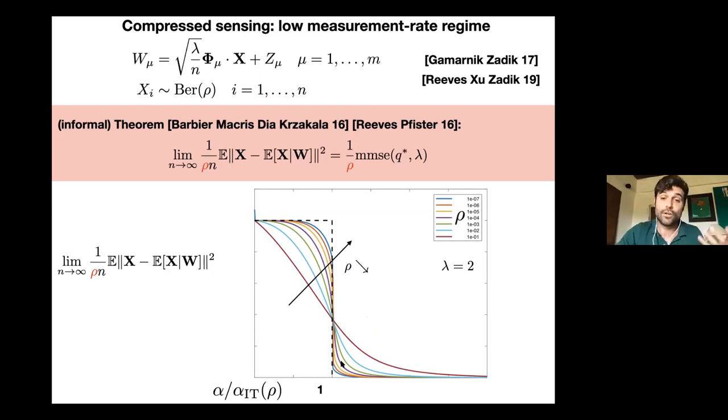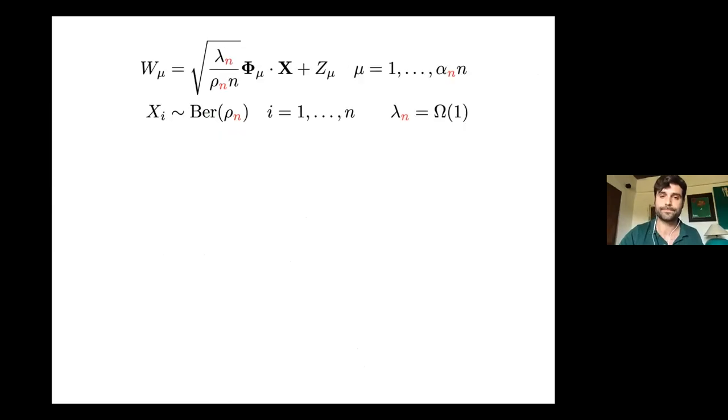And this is why they call it all or nothing, because below this threshold, essentially, you get an extremely poor result. And here, this line means as bad as it can be. And suddenly, you jump to a regime where you can perfectly reconstruct the signal.